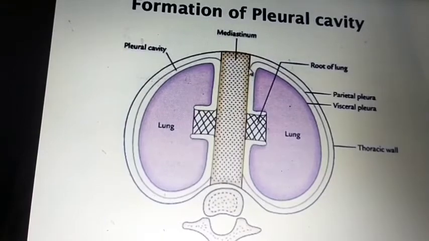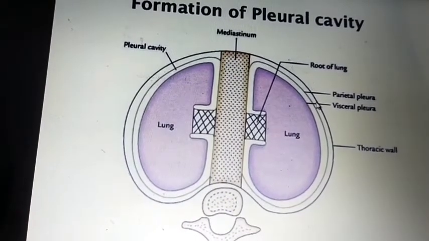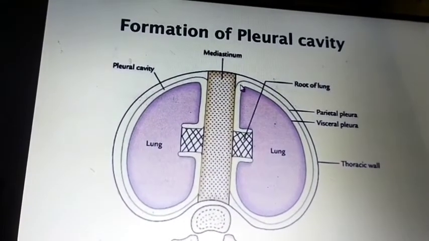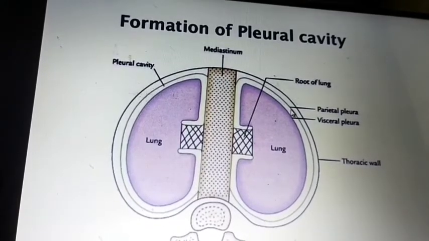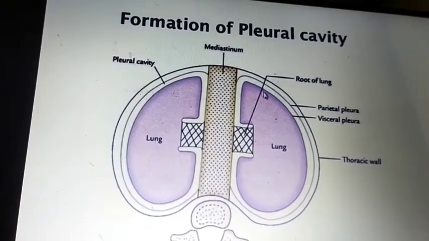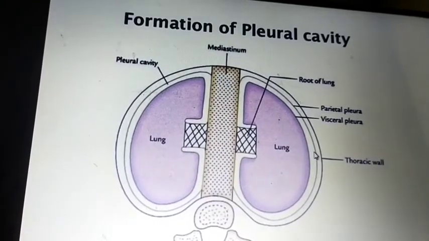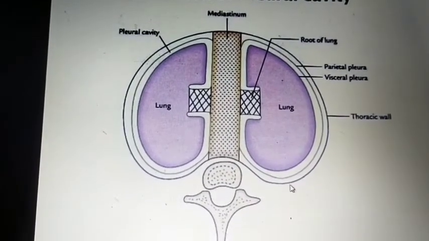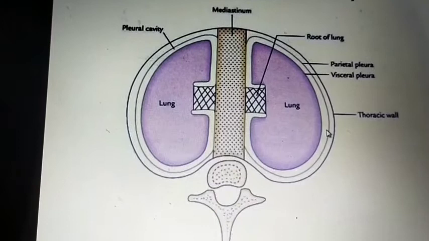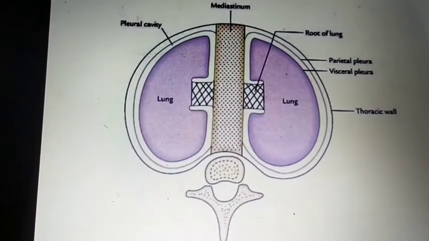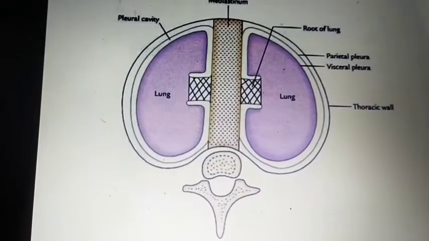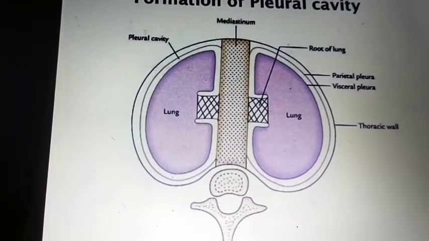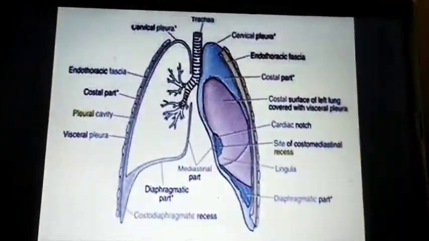You can see this is a covering. This is the outer layer of the chest wall, or thoracic wall. The outermost is the parietal layer, and this is the visceral layer. The gap between parietal and visceral is called the pleural cavity. It is filled with a little pleural fluid that lubricates between the two layers. And this is the vertebrae. You can see it clearly in this picture.